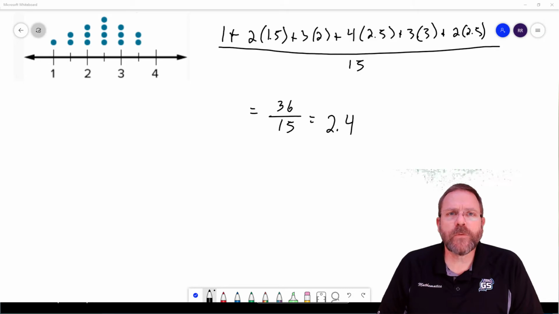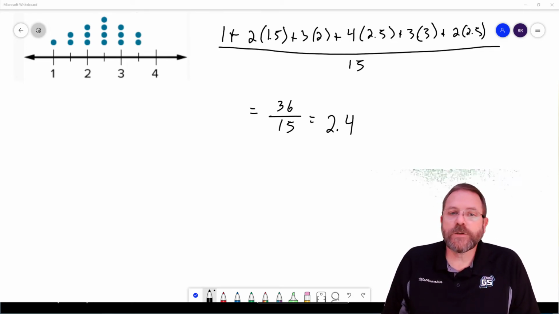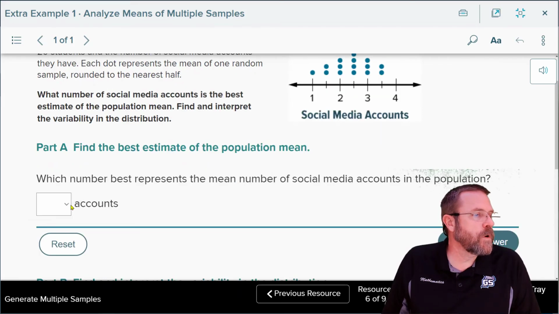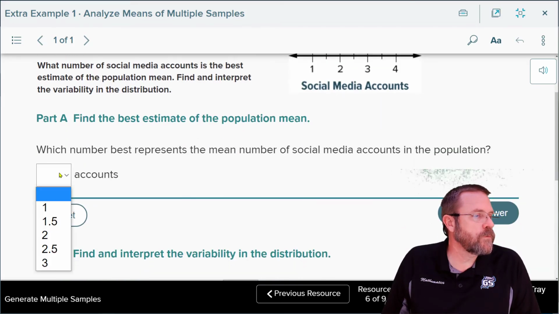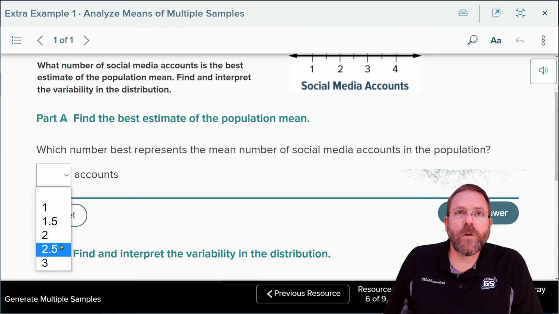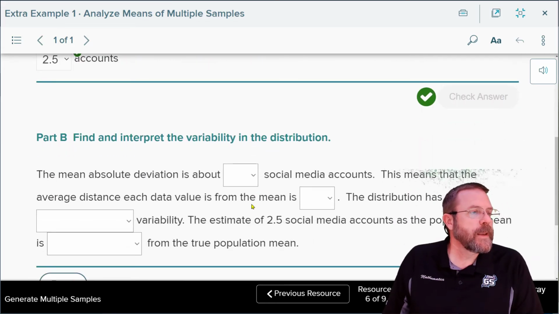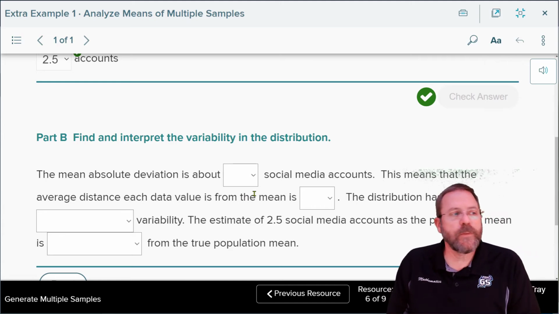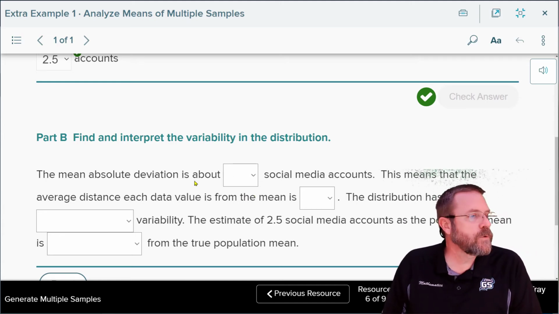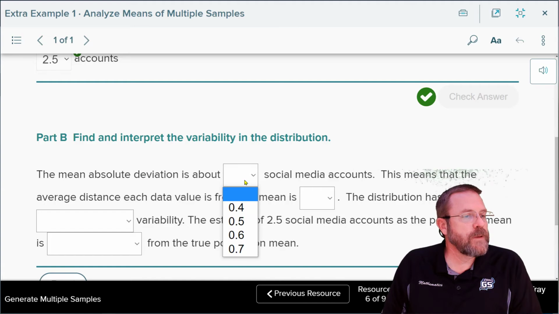I divided that 36 by the 15 data points and got a mean, or average, of 2.4. Now, if I jump back over to my textbook, what do I see that 2.4 is closest to? Well, 2.4 is going to be closest to 2.5, so we're going to check that answer. That checks, and now it says find and interpret the variability of the distribution. The mean absolute deviation, now we've got to get that, and that's not going to be a lot of fun.